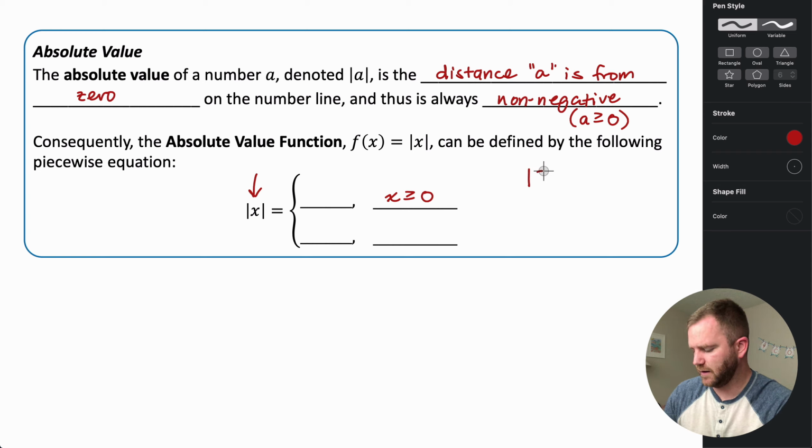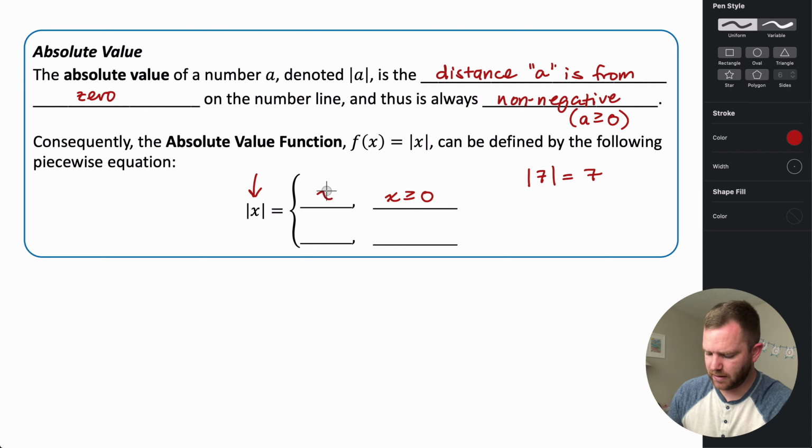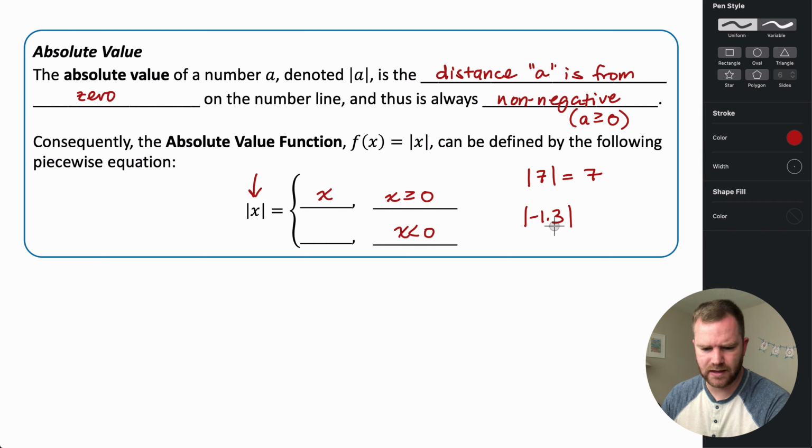Let's say something like the absolute value of 7. The absolute value of 7 is 7. 7 is 7 units away from 0. So if we're looking at values that are greater than or equal to 0, the input and the output end up being exactly the same. I get out exactly the same thing that I put into my function. So for values of x greater than or equal to 0, my output is just going to be the same as my input.